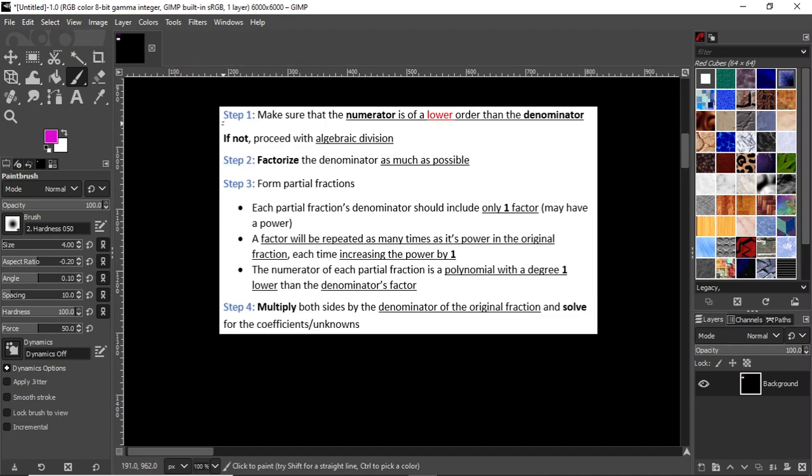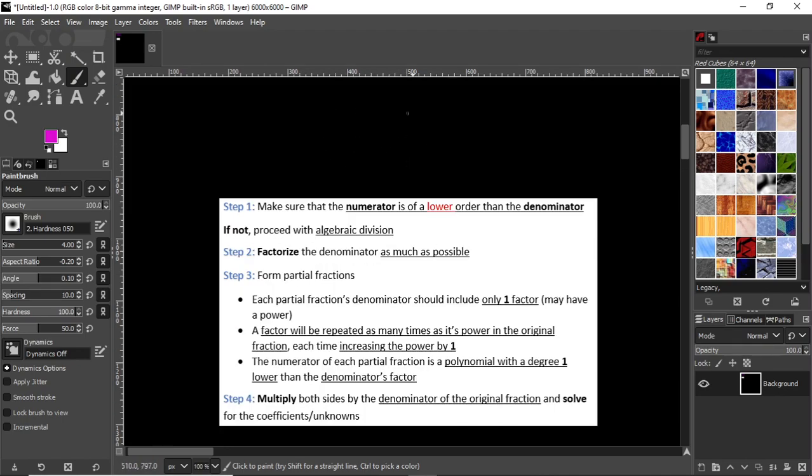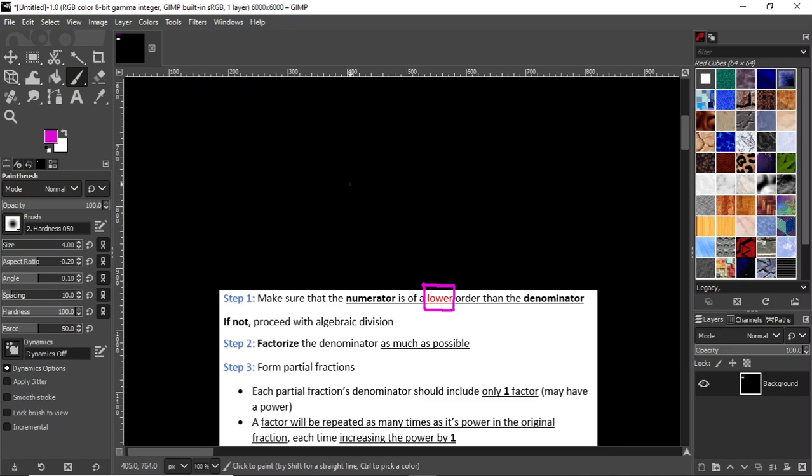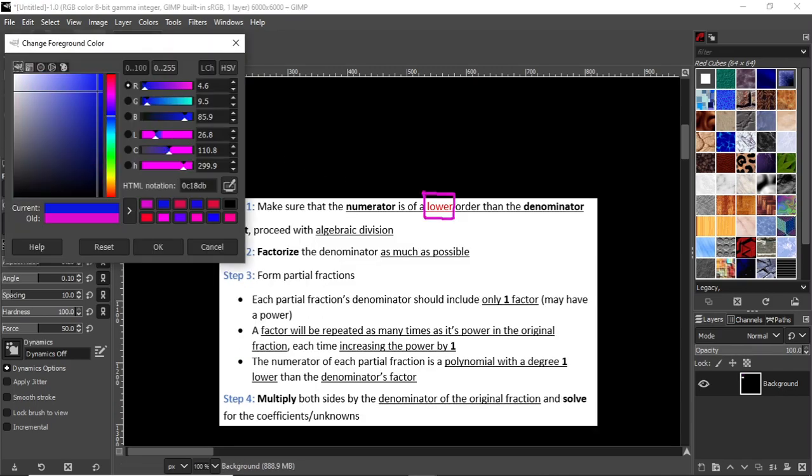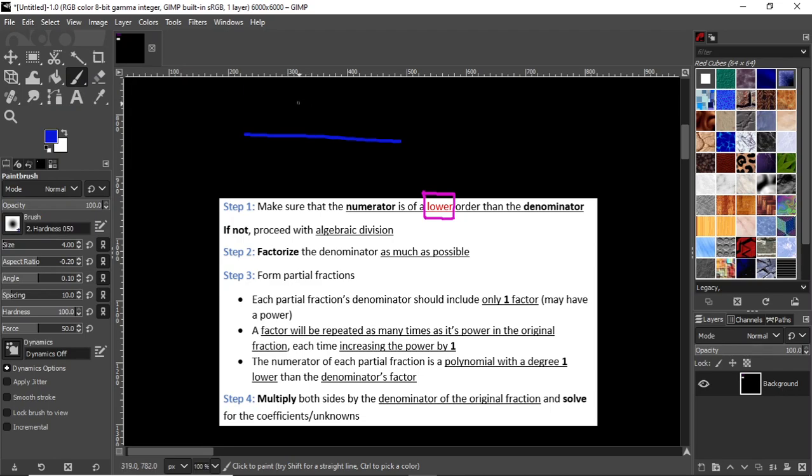So the first step is to make sure that the numerator is of a lower order than the denominator. Basically, the highest power of x, or whatever the variable is, in the numerator has to be strictly lower than the highest power of x in the denominator. For example, if you had x divided by x plus 1, x plus 2.